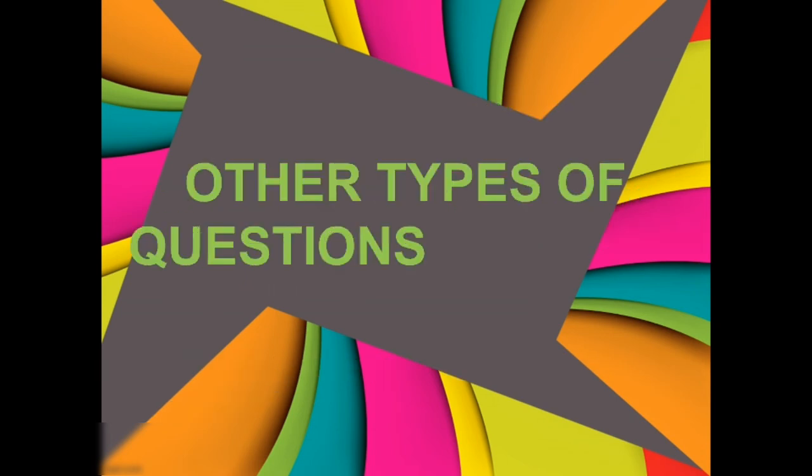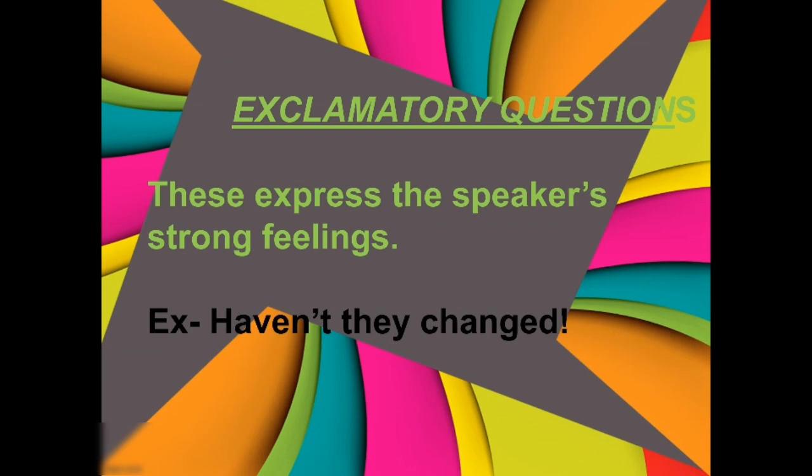Now students, there are some other kinds of questions also. Let's see them. Just see exclamatory questions. You all know, remember exclamatory sentences? The ones which give us strong feelings, sudden feelings. These express the speaker's sudden feelings. Speakers means जो बोल रहे हैं. Okay? These express speaker's sudden feelings.